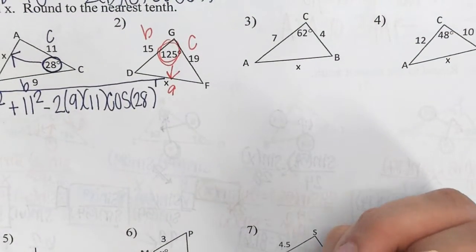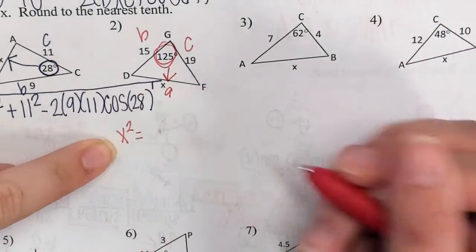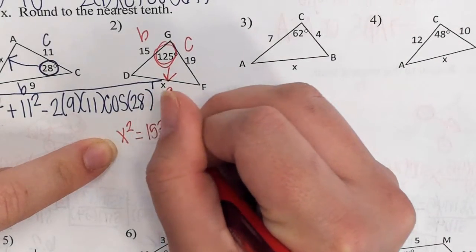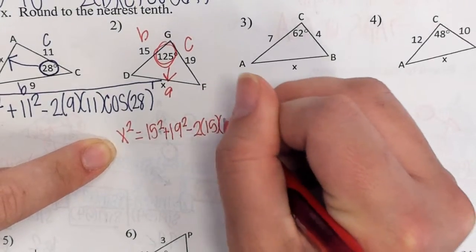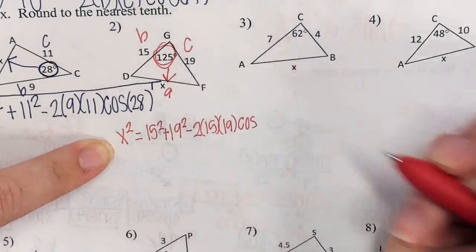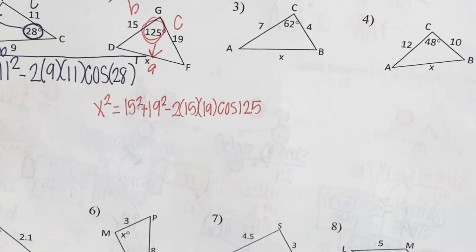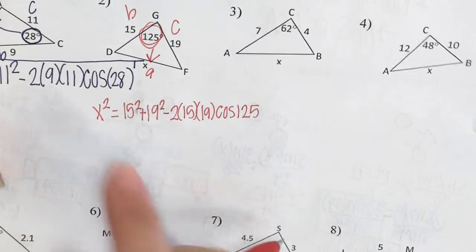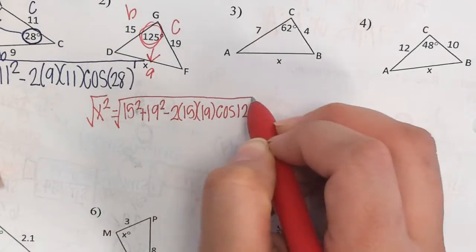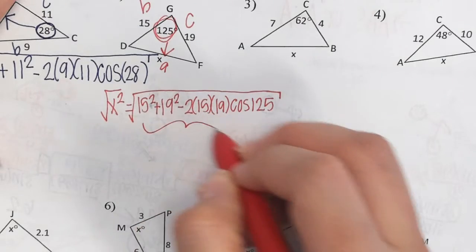Okay, everybody's doing number 2 with me. So when you set it up, you're going to have X squared equals 15 squared plus 19 squared. Write this down. 2bc cosine of what? 125. Now, this is a good case, right? We like this one because all we have to do is plug it in our calculator. What's the one step I have to take? Take the what? Square root. Take the square root. Thank you, Jake. Take the square root. So plug all of this in your calculator.